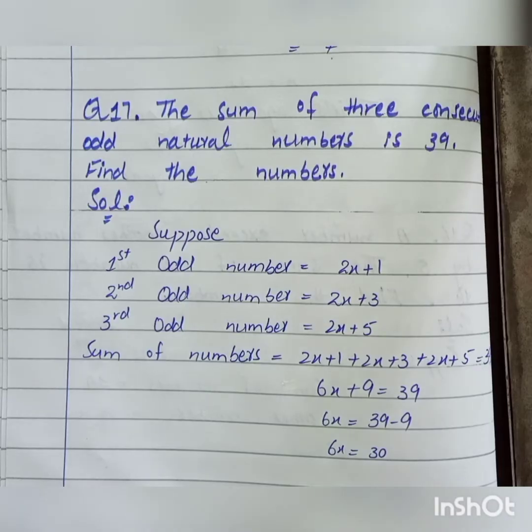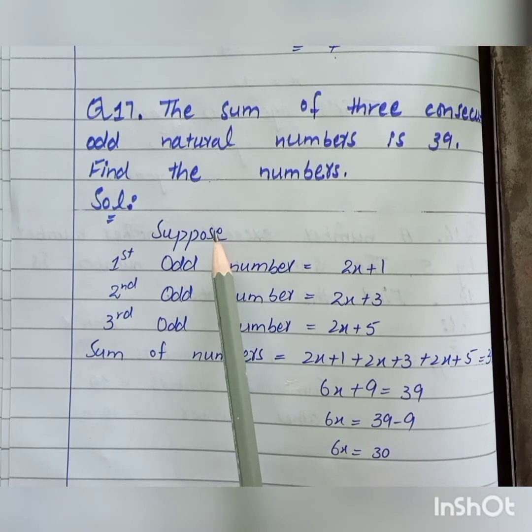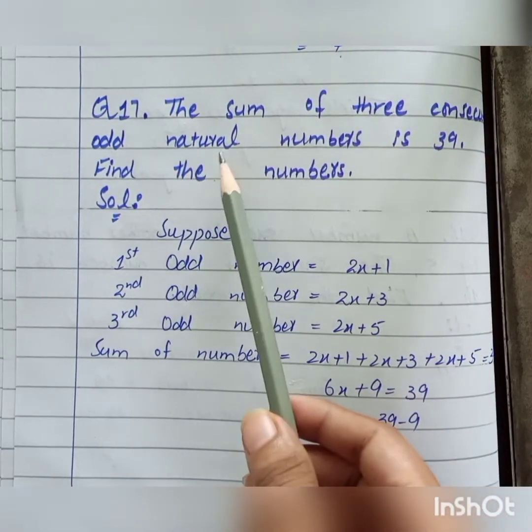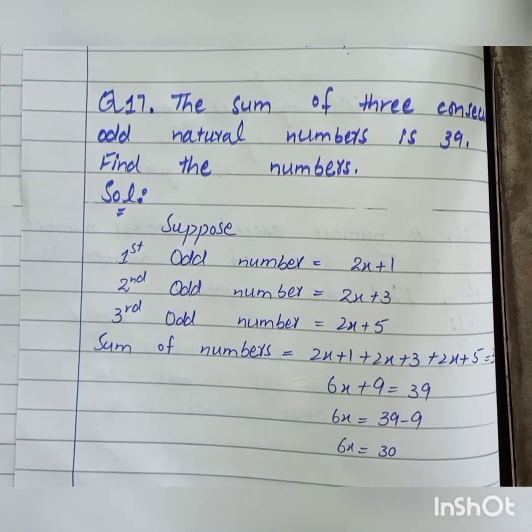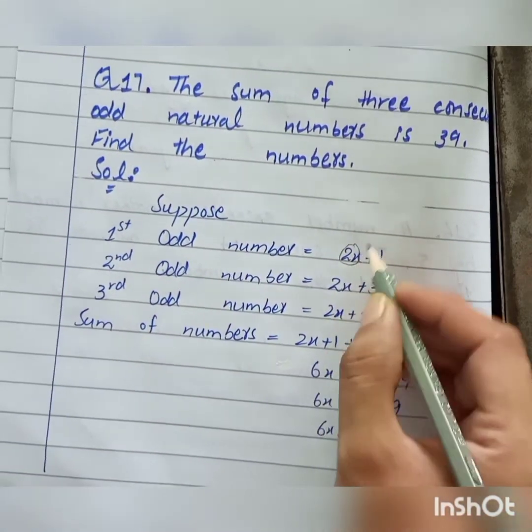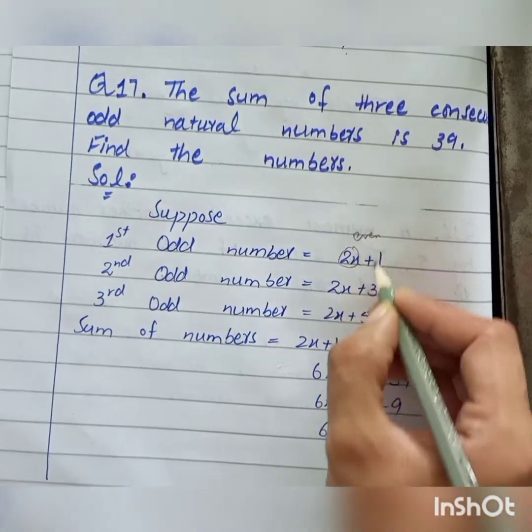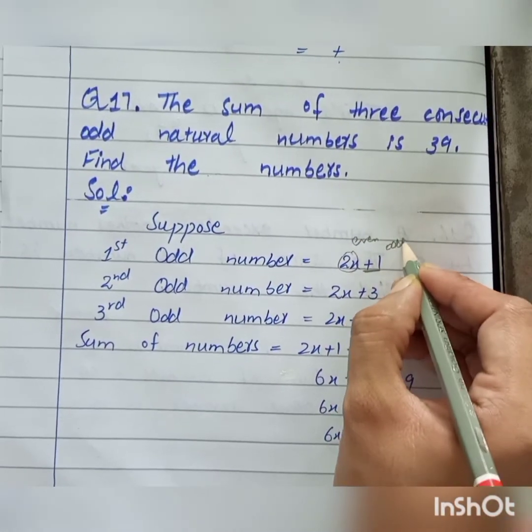So the solution of question number 17 is: suppose the sum of 3 consecutive odd natural numbers, so the first odd number is 2x plus 1, where 2 into x is an even number and plus 1 means an odd natural number.